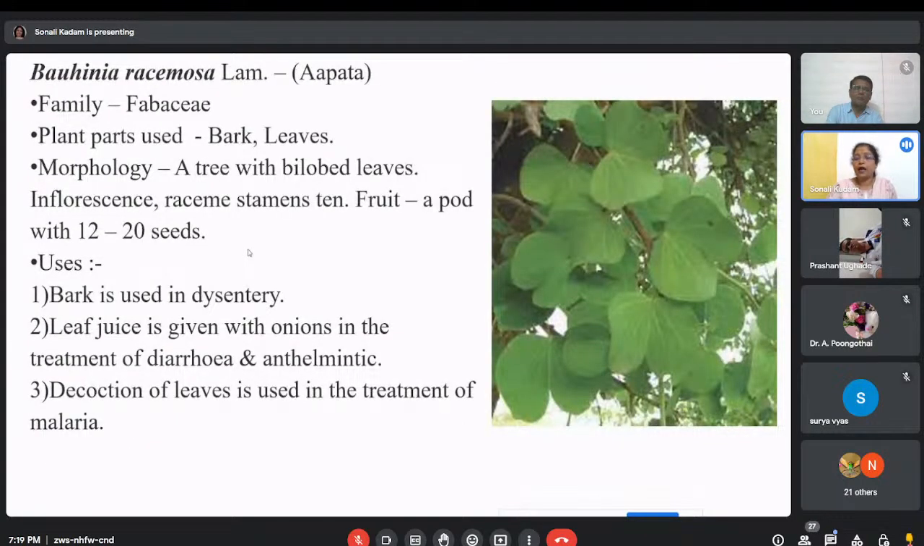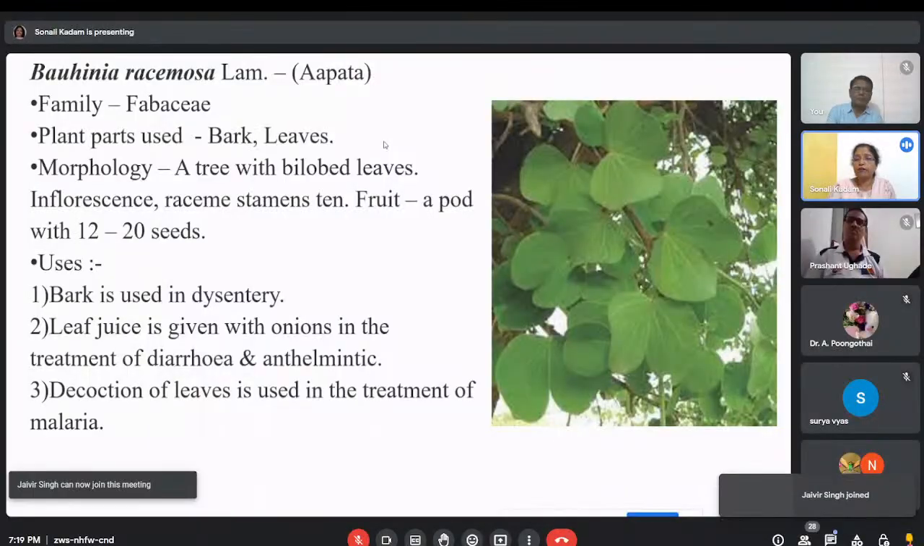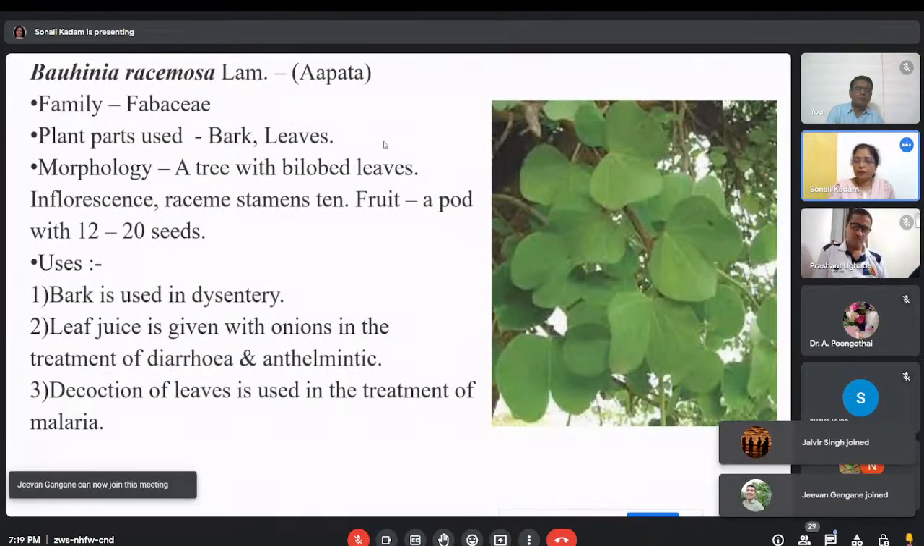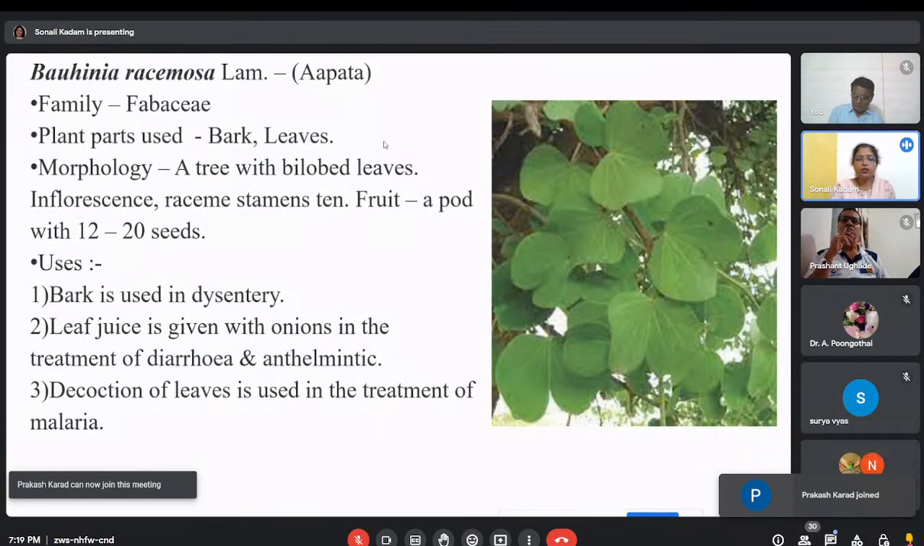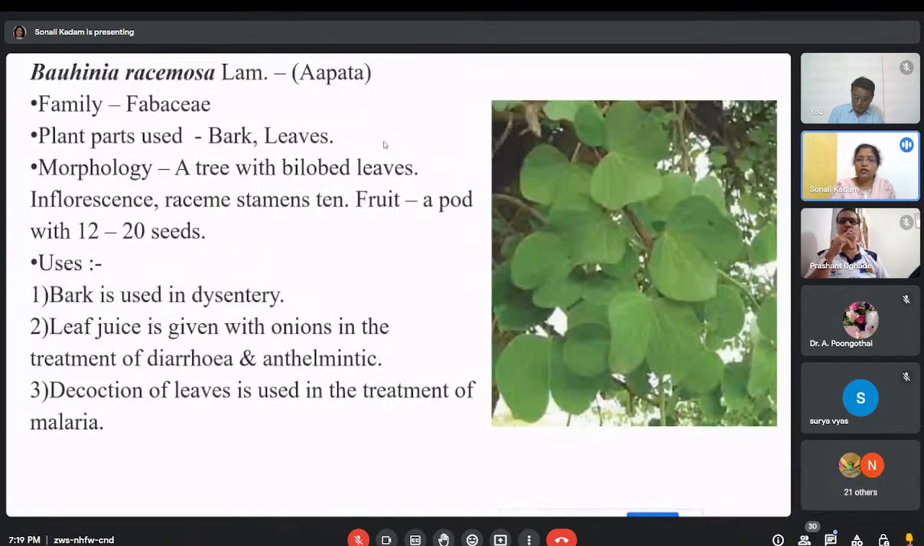Then the Apta. See, we distribute these apta leaves during Dasera. Okay, and why do we distribute? Because we should store them, we should conserve such types of plants. So it is a practice to keep these plants alive. Okay, the bark of this plant is also used for dysentery. Then the leaf juice is used for diarrhea, and it has anti-helminthic properties.